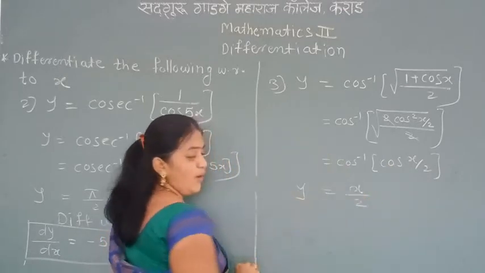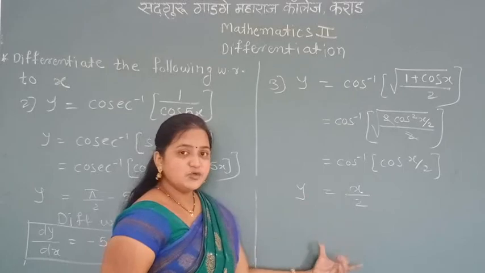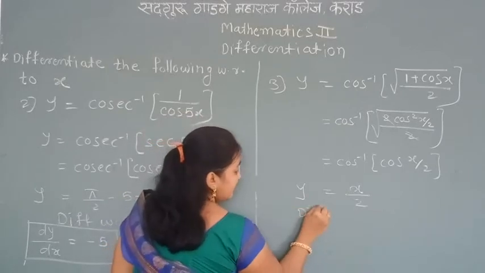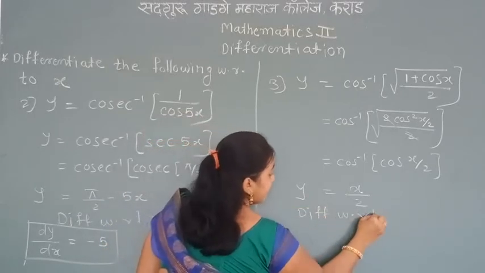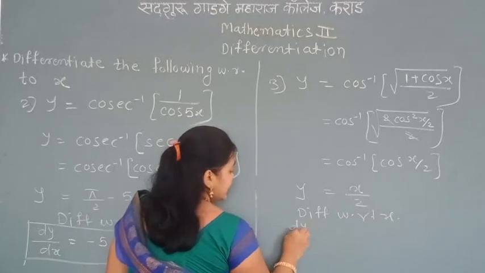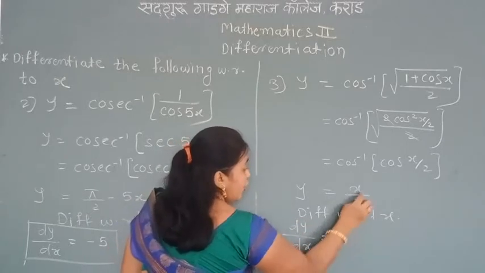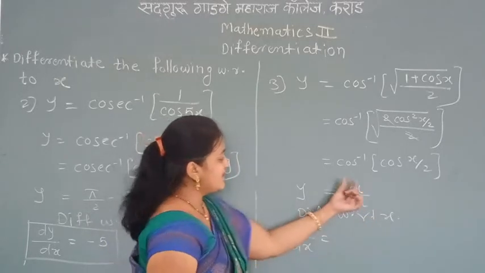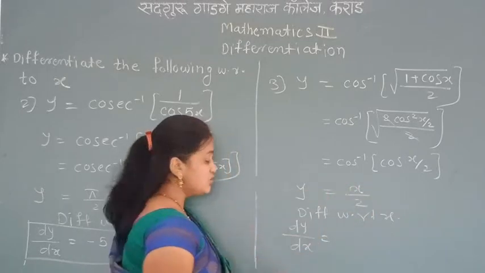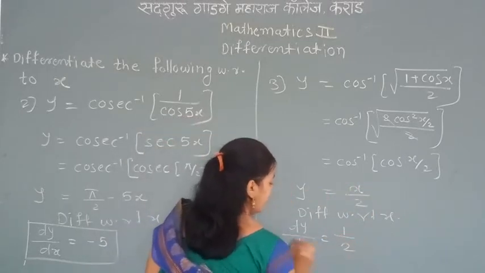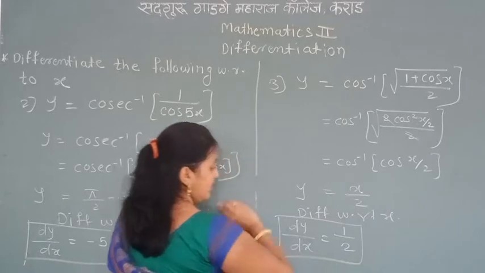So this is your y, and it is very easy to differentiate. So differentiate with respect to x. So dy by dx is equal to 1 by 2 is constant, take it outside. What is the derivative of x with respect to x, which is 1? So your final answer is 1 by 2.